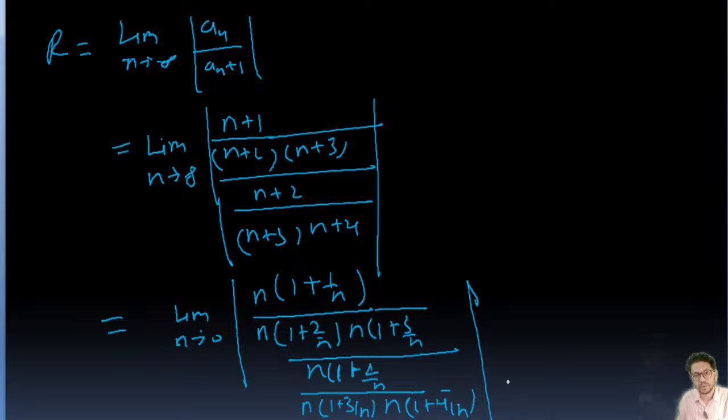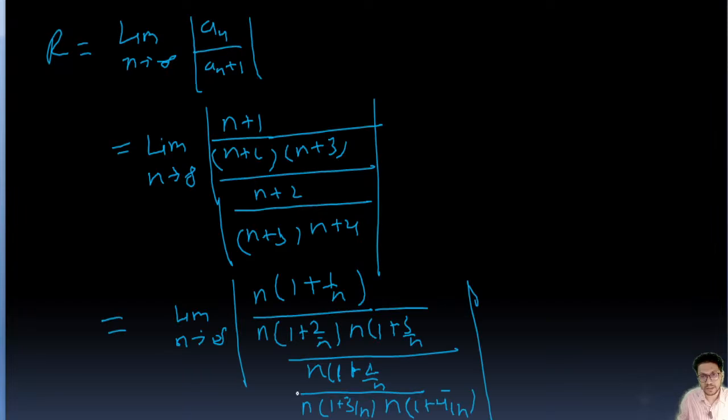1 plus 4 by n. Now in place of n we'll put infinity, right? So 2 by infinity, 3 by infinity is going to be 0. So the R value is going to be 1 plus 0 into 1 plus 0, because this is infinity, right?